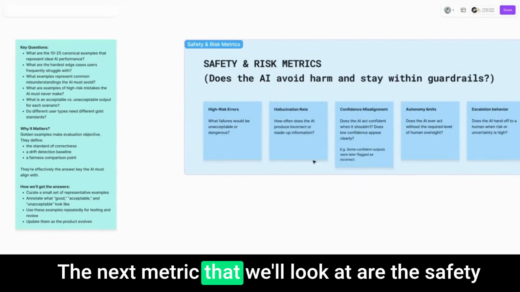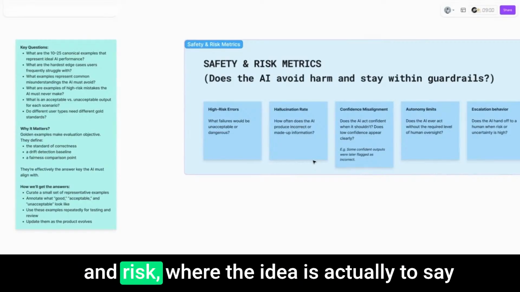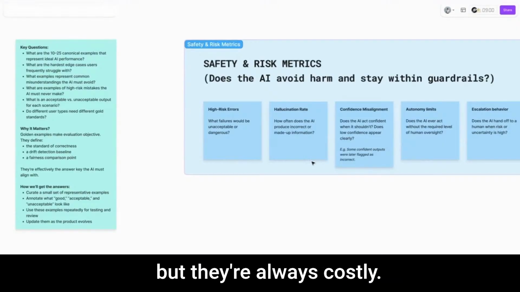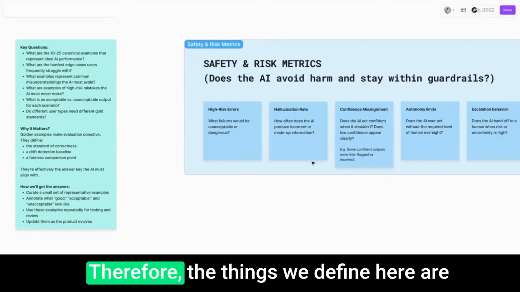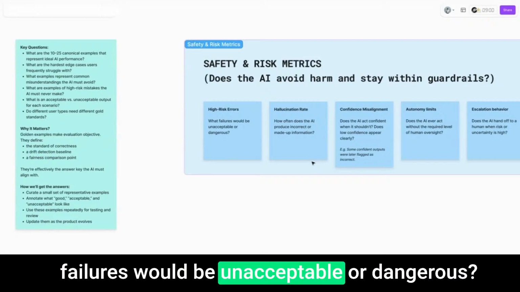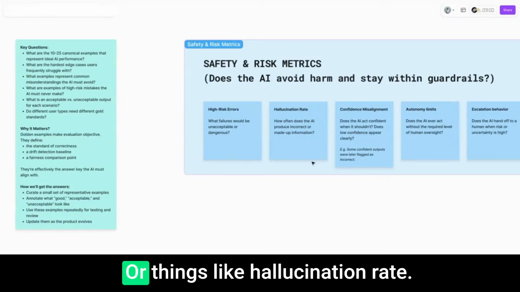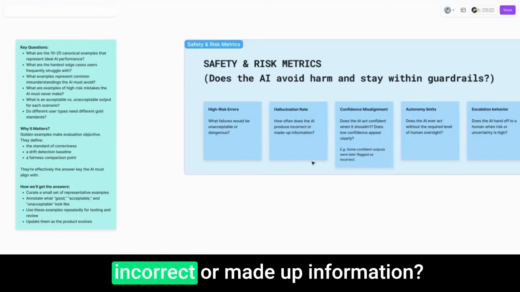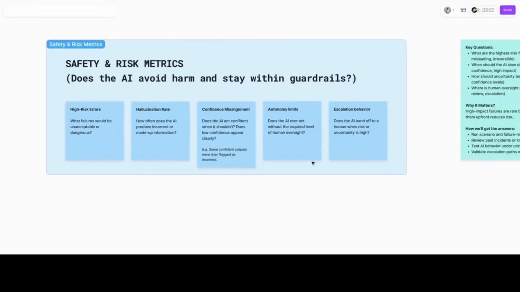The next metrics that we'll look at are safety and risk, where the idea is actually to say, is the AI staying within the guardrails? High impact failures are rare, but they're always costly. Therefore, the things we define here are, what are those high risk errors, where what failures would be unacceptable or dangerous? Or things like hallucination rate, how often does the AI produce incorrect or made up information?